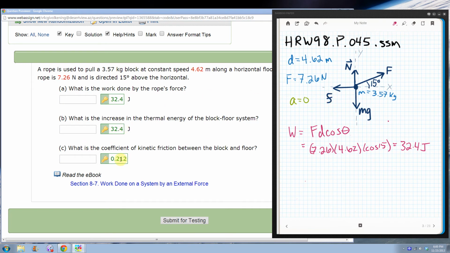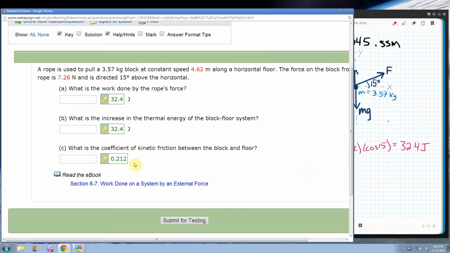Okay. Lastly, what is the coefficient of kinetic friction between the block and the floor? So thermal energy is increased by friction. Basically, whenever friction does work on something, it does negative work. It always does negative work on the object, and so it takes that energy away, and it's kind of like, I don't know, it's the thief, and then it gives it away to the thermal energy. I don't know, like Robin Hood or something.